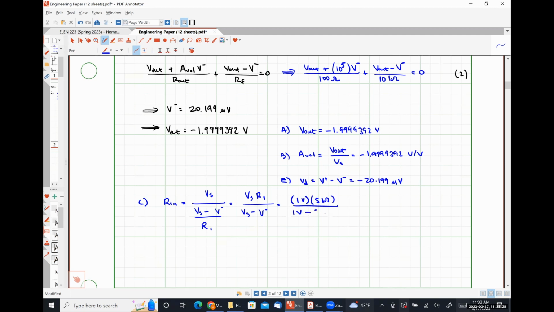minus 20.199 microvolts is going to come out to be 5,000.100997 ohms. About 5 kiloohms, or exactly the resistor that we put in front of the input path.